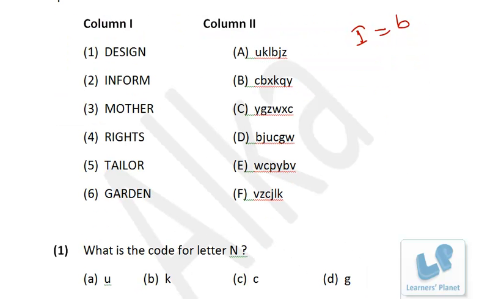Now friends, possibly what is the time saving technique over here? What you can do is you directly go to questions, right? The first question is, what is the code for the letter N? Now we can see the first, that is DESIGN, and it is UKLBJNZ, right? So among the options, C and G are not there in this set, right? So C and G cannot be the correct option, right? So we are left with U and K.